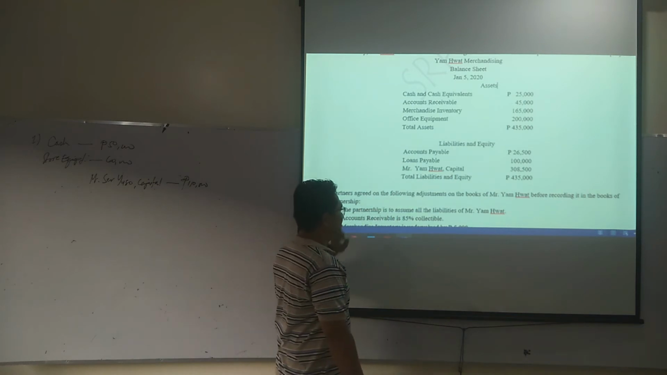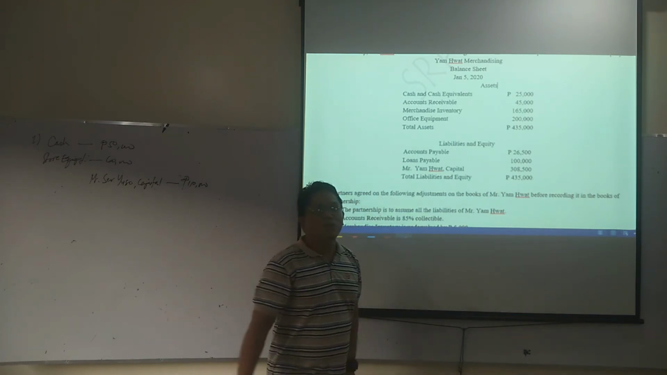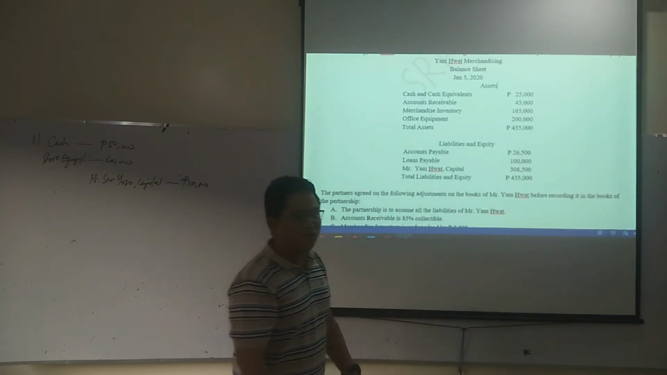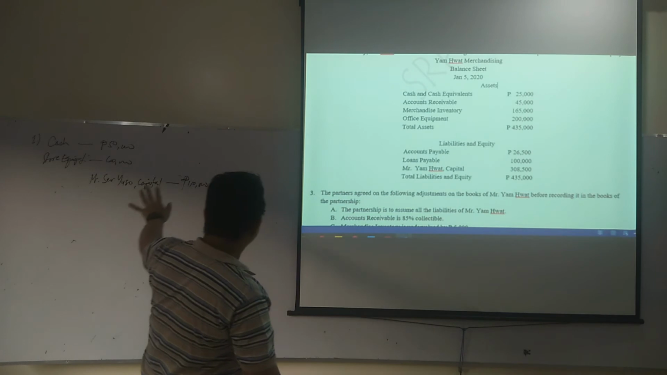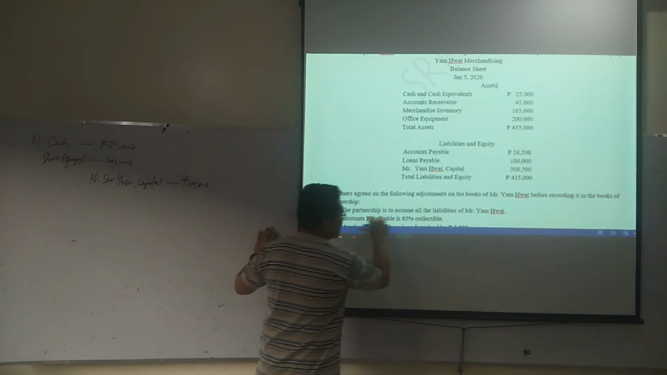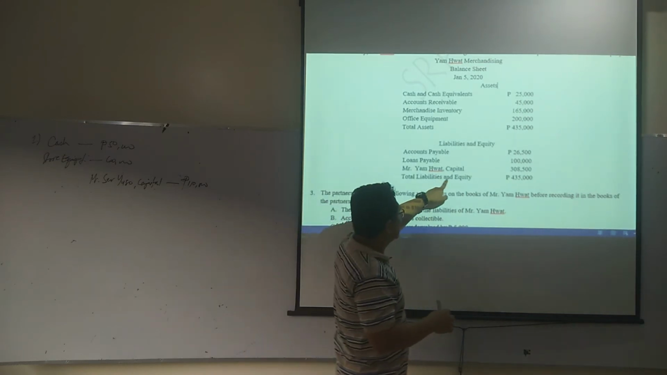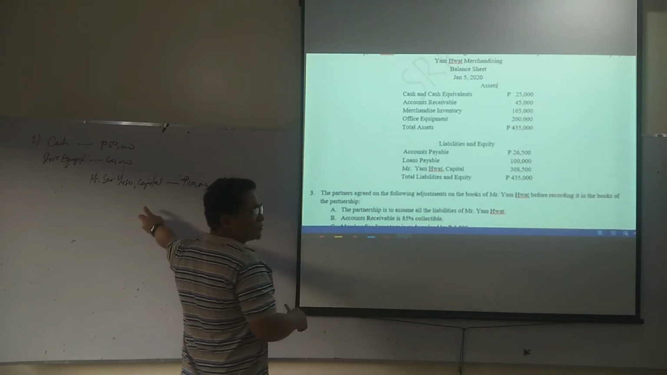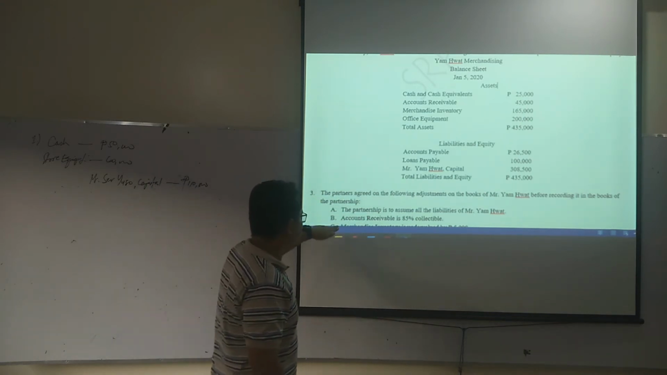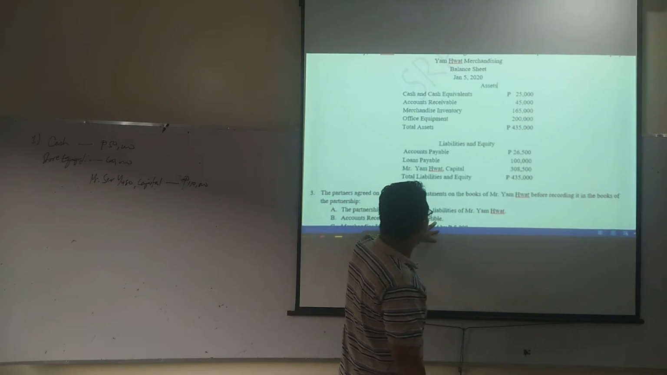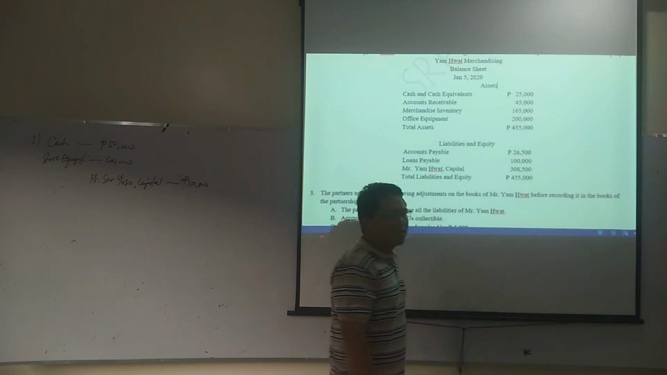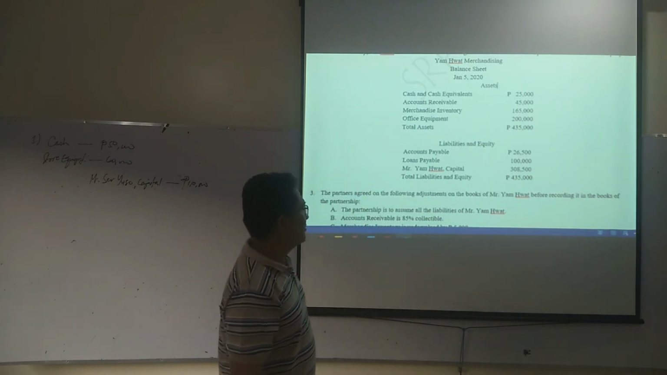If the problem here says the partnership will not assume, meaning this will become the personal liability of Mr. Watt, it will not be transferred to the books of the partnership. Let's deal with that later. Let's continue with this assumption that all of these liabilities will be transferred to the partnership books. So later we will record liabilities as well. Accounts receivable is 85% collectible. So out of 45,000, it is 85% collectible.